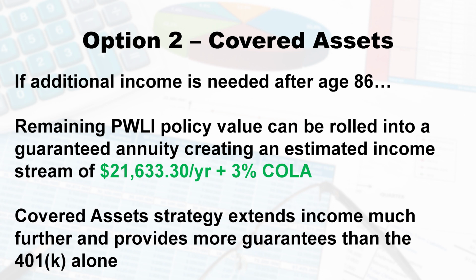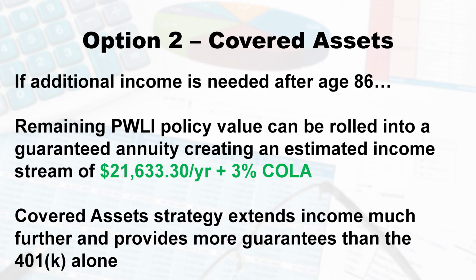With the life insurance, he still has over $100,000 left in cash values. And so what he can do at that point, if he needs additional income after age 86, is he can take the remaining participating whole life insurance value and roll that into a guaranteed annuity. He's older now. What does that mean? It means there's going to be a higher payout rate on the annuity. And if he lives longer, then he'll never be able to outlive that income stream. So the payout on that annuity comes out to about $21,633 a year, also with a 3% cost of living adjustment, meaning the payment will go up by 3% every single year to keep up with inflation. And that helps a lot.